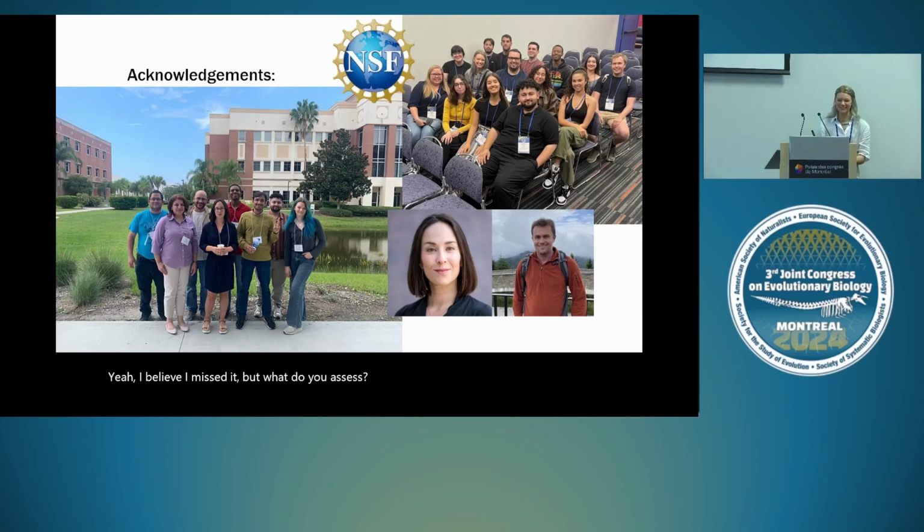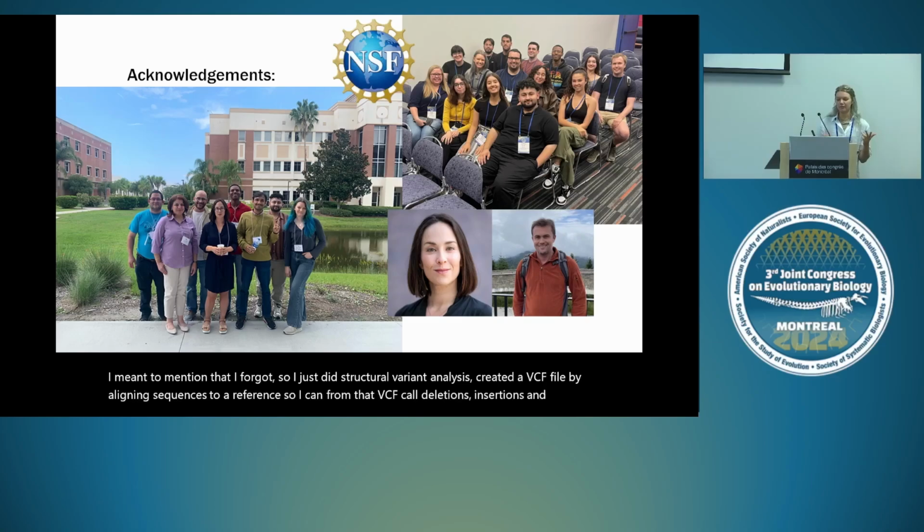Oh, I meant to mention that, I forgot. So I just did structural variant analysis, created a VCF file by aligning sequences to a reference. So from that VCF, I can call deletions, insertions, inversions. And then I intersected that with a transposon GFF file.